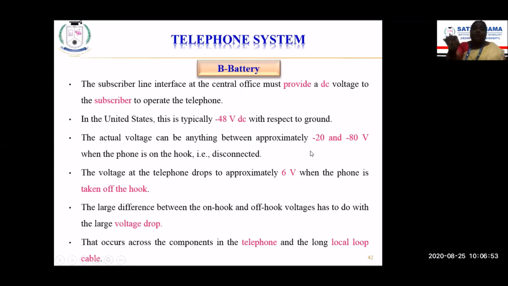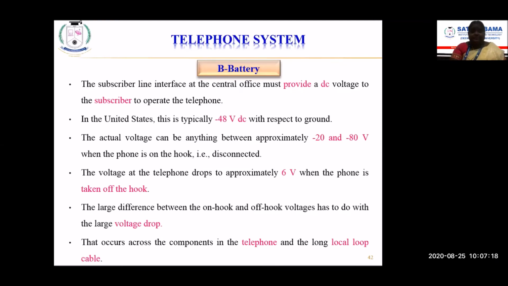That is when the phone is on the hook. When the handset is on the hook, it is in an open loop condition, so only the negative voltage is supplied from the central office to the telephone instrument. Whenever the handset is lifted up, the voltage at the telephone drops to approximately 6 volts. This operation we have already learned. So whenever the handset is lifted up, what happens?